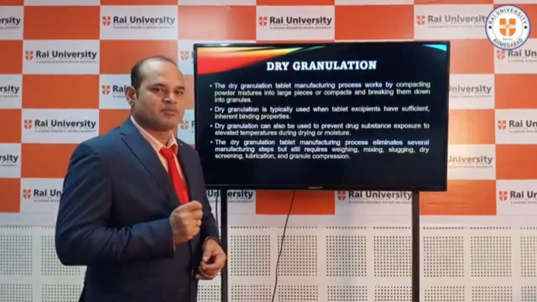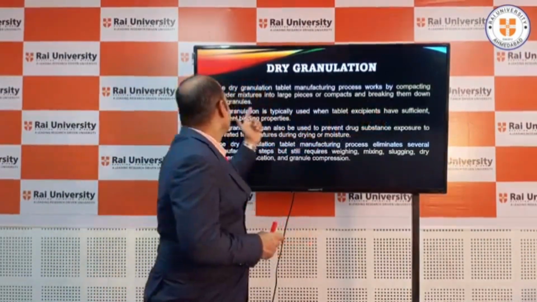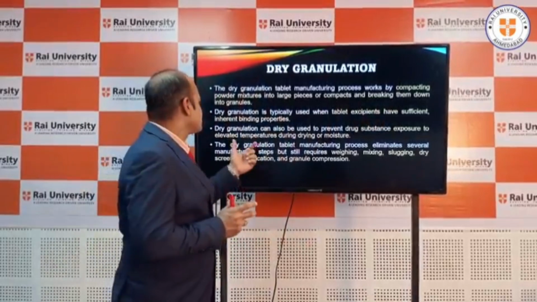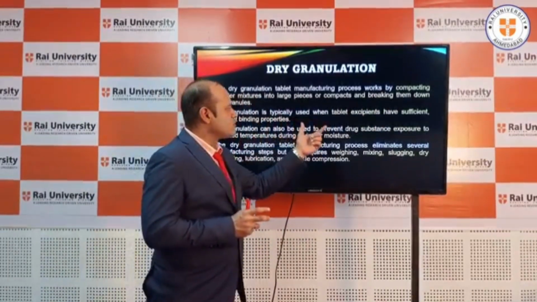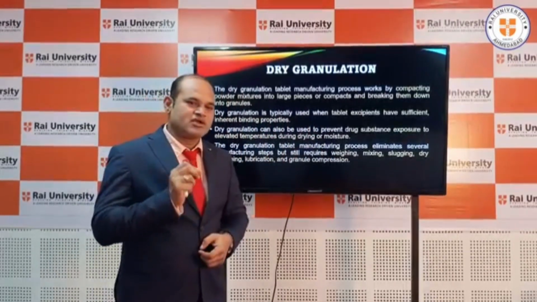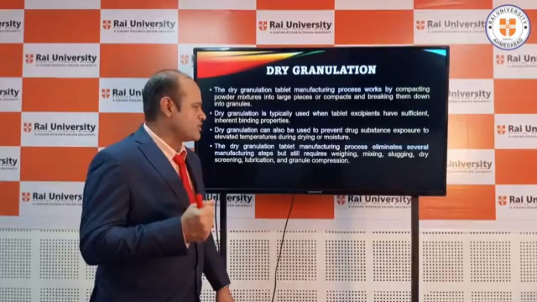Dry granulation method. In the dry granulation method, the first thing is we have to compact the powder mixture. First is the compaction process we are following here. Dry granulation is typically used when the tablet excipients have sufficient inherent binding properties, meaning the drug and excipient we are using should have inherent binding properties.